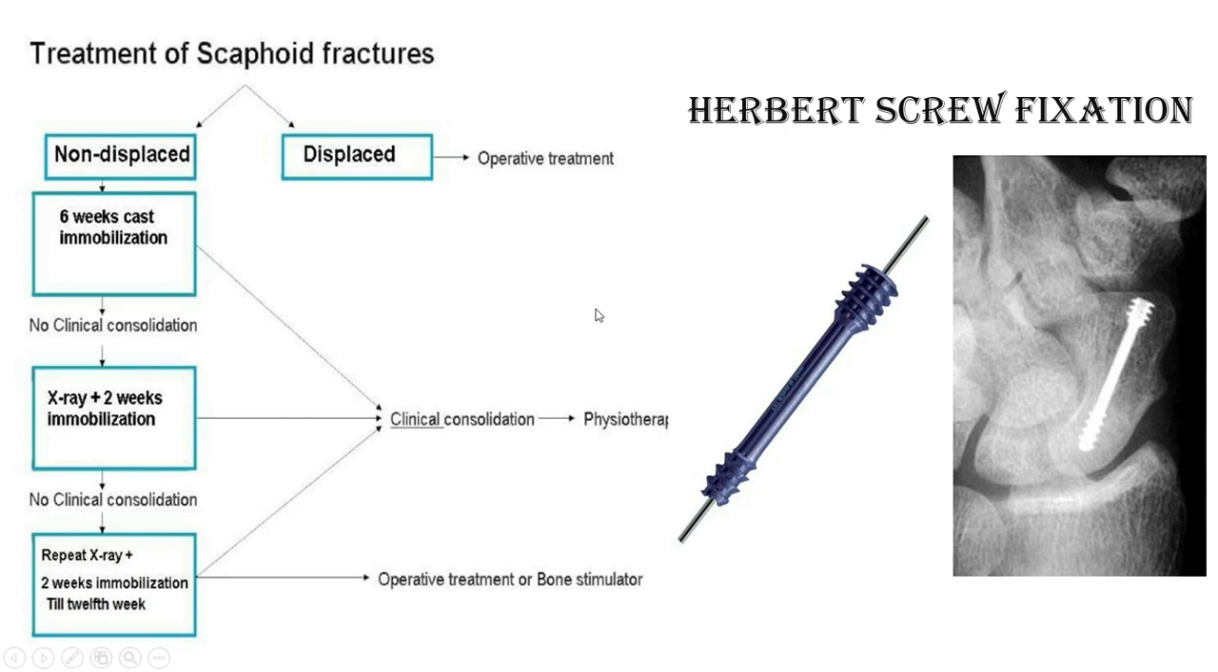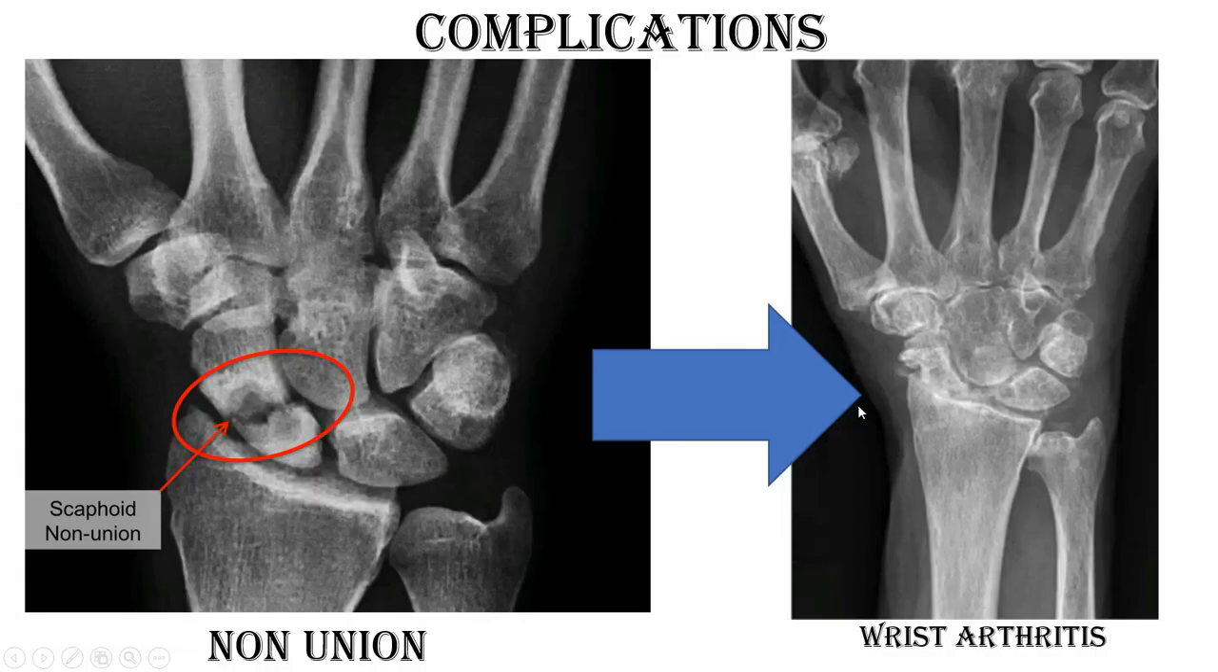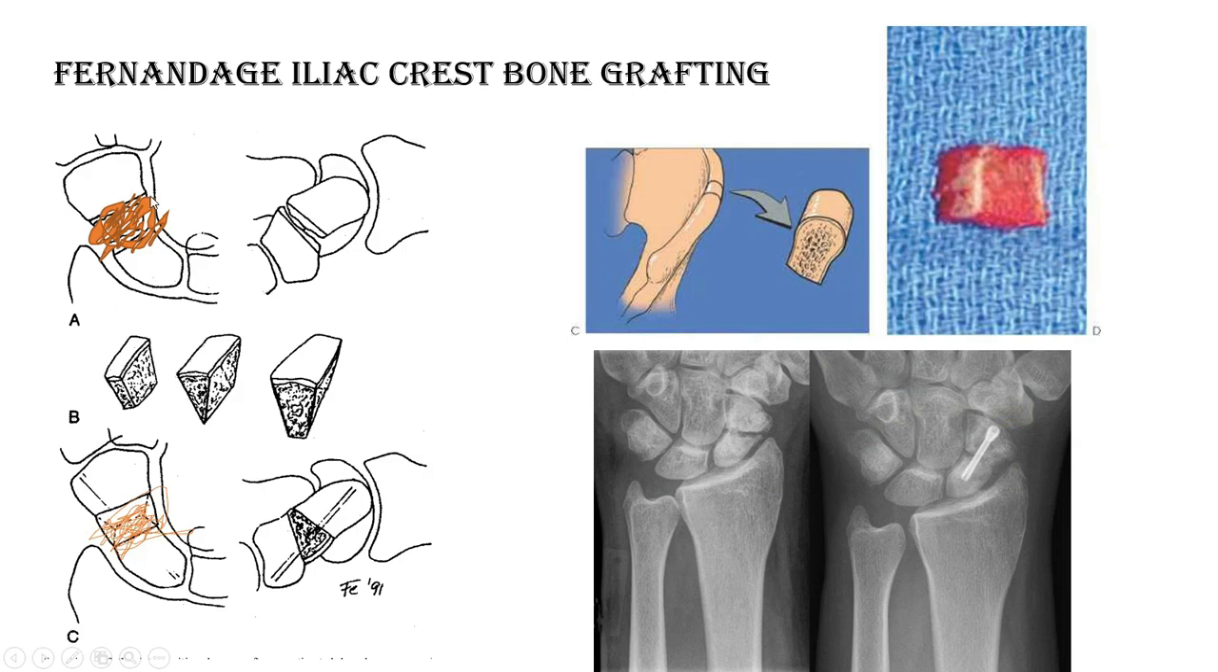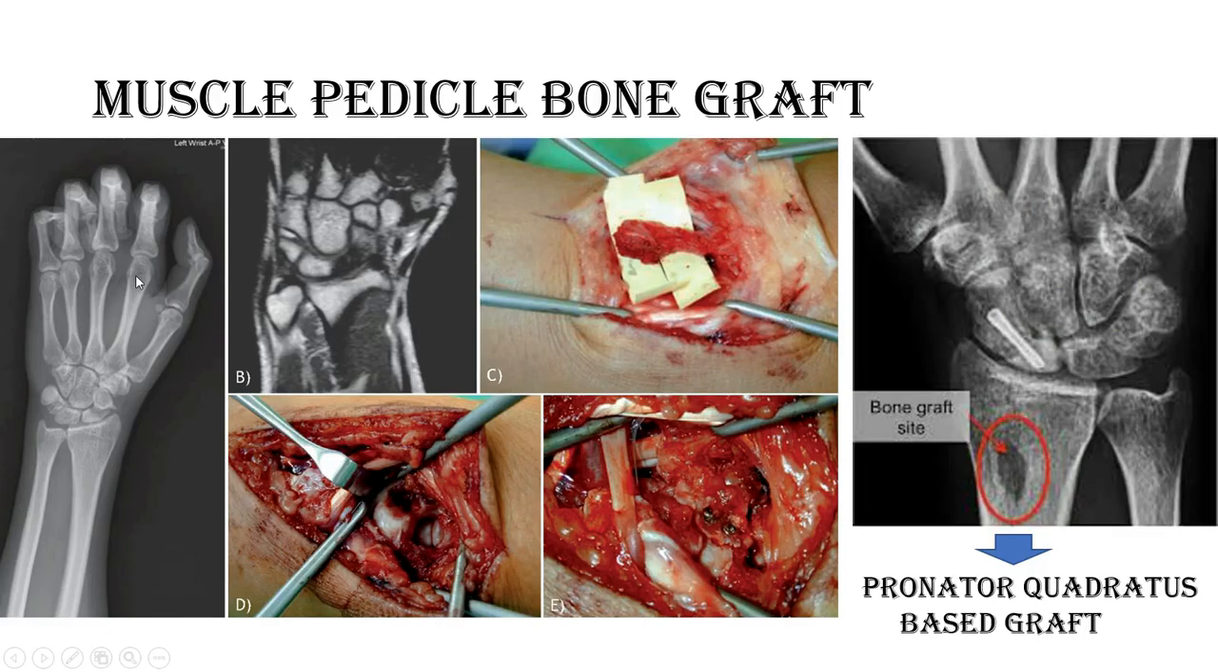After that, when it is displaced or it is going to non-union, then you have to do a hardware screw fixation. This is an intra-articular fixation. This is a headless screw, with variable pitch, lag effect, and compression of the bone. Non-union and restart, that is the complication. Again we can go for a salvage procedure in case of arthritis: palmaris longus stent graft, bean bag, then iliac crest graft, and then vascularized graft.